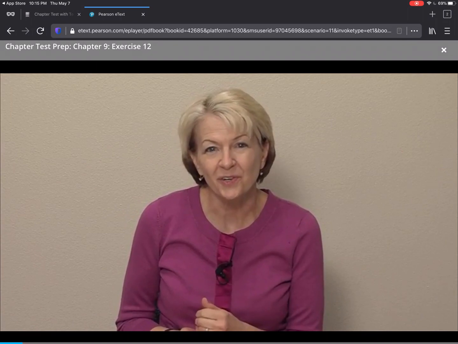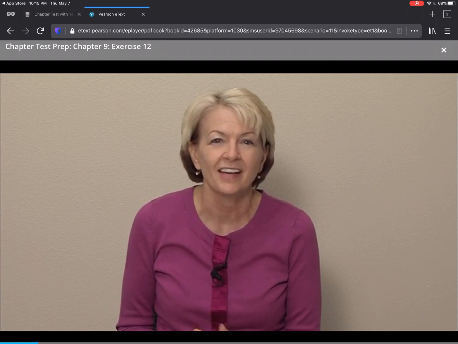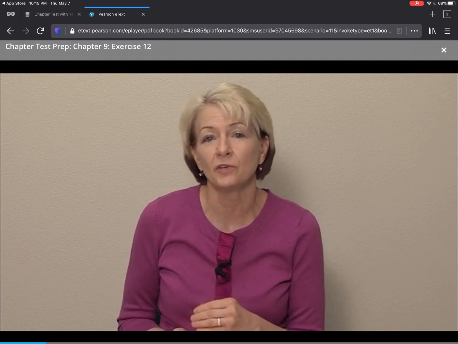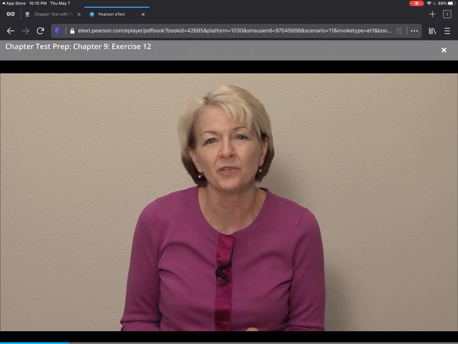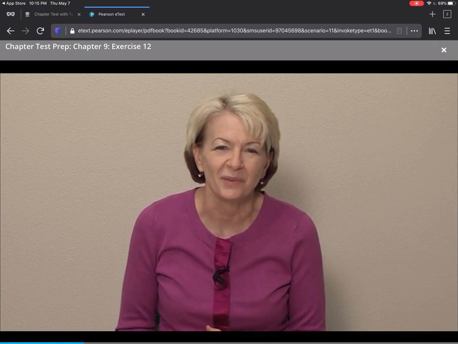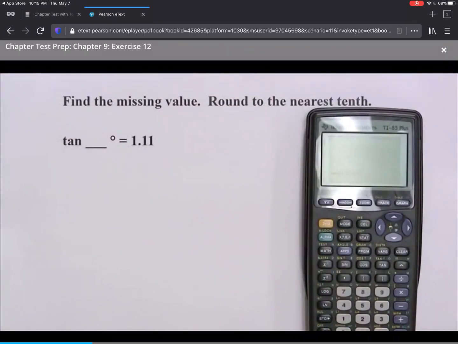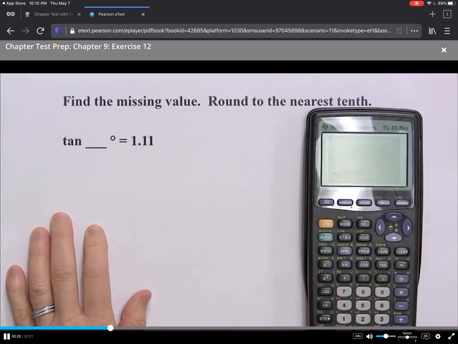If you start to play it, we're about to do an exercise having to do with the calculator. Make sure you are able to use your calculator correctly. The most important thing to remember is to make sure your mode is not in radian mode, but in degree mode. Always make sure your mode is in degree mode. Let's look at the following. Find the missing value, round to the nearest 10.